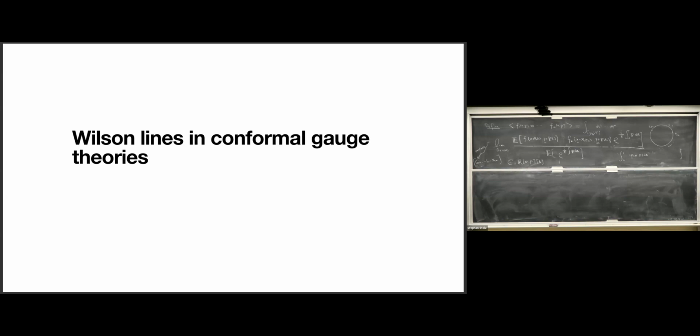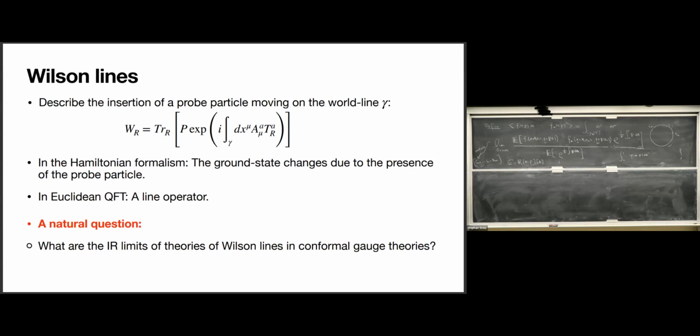Okay, so unless there are more questions, I will move on to discuss Wilson lines, Wilson lines in conformal gauge theories. Now, Wilson lines generically describe the insertion of some probe particle that moves around some world line. We have this famous expression for the Wilson line operator, where gamma is the world line and R is a representation. Now, if you work in the Hamiltonian formalism, having a Wilson line simply changes your ground state due to the presence of the probe particle.